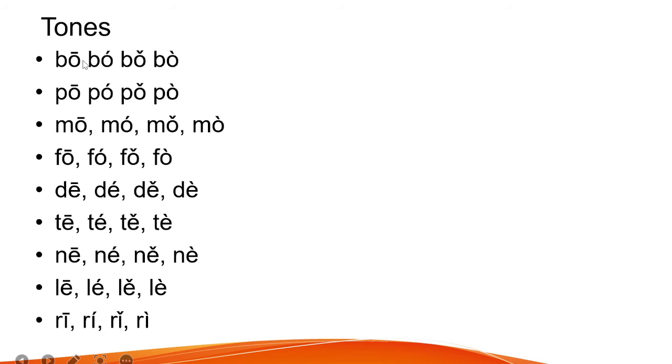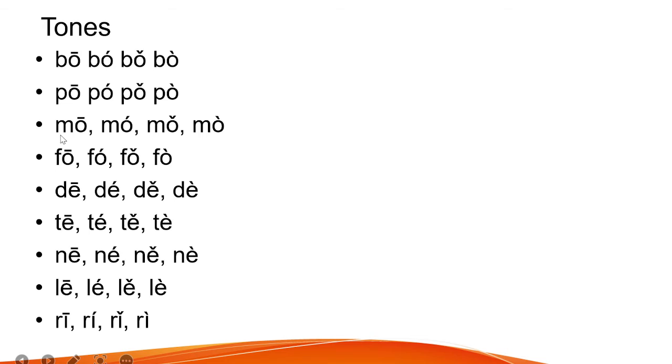So BO, start with bo, the second is bo, the third is bo, and the fourth is bo. For PO, the first is po. The second one is po. The third tone is po. The fourth tone is po.